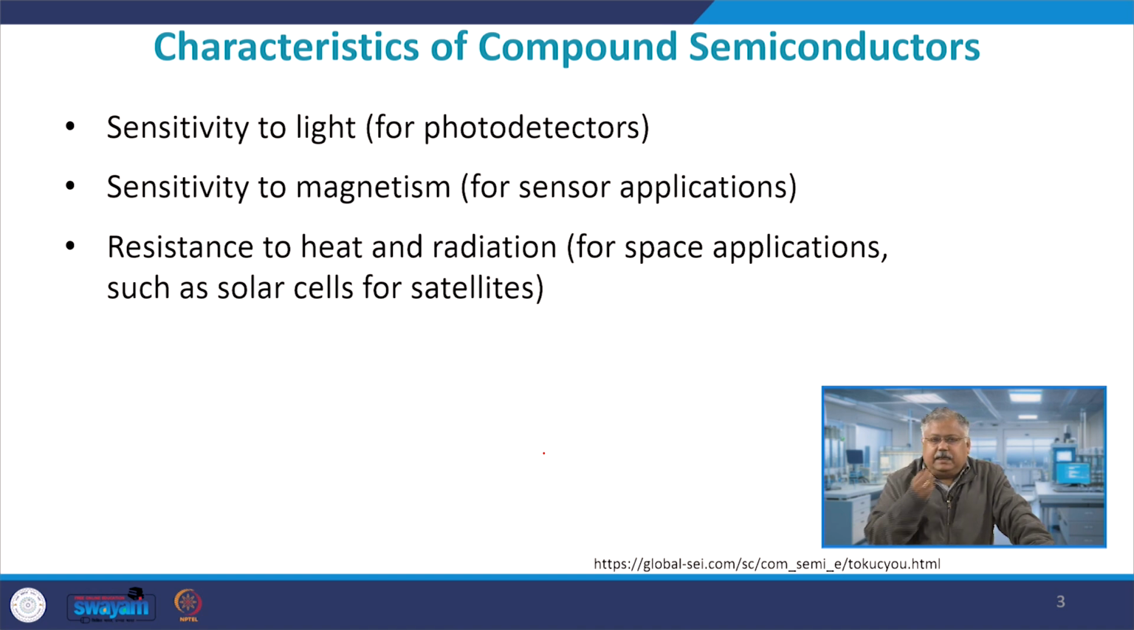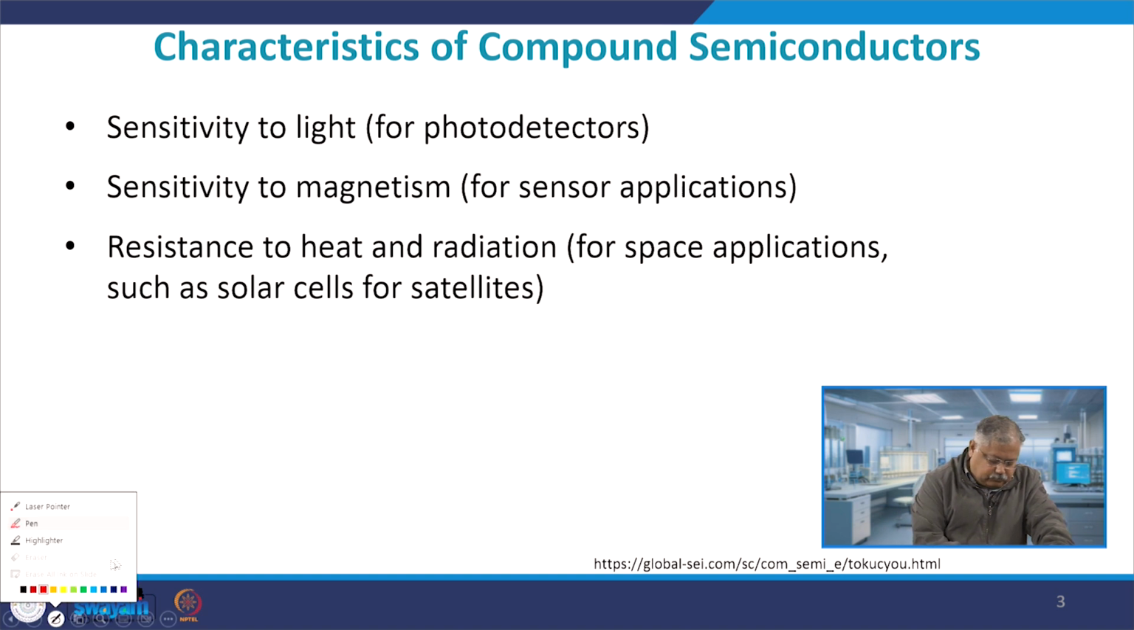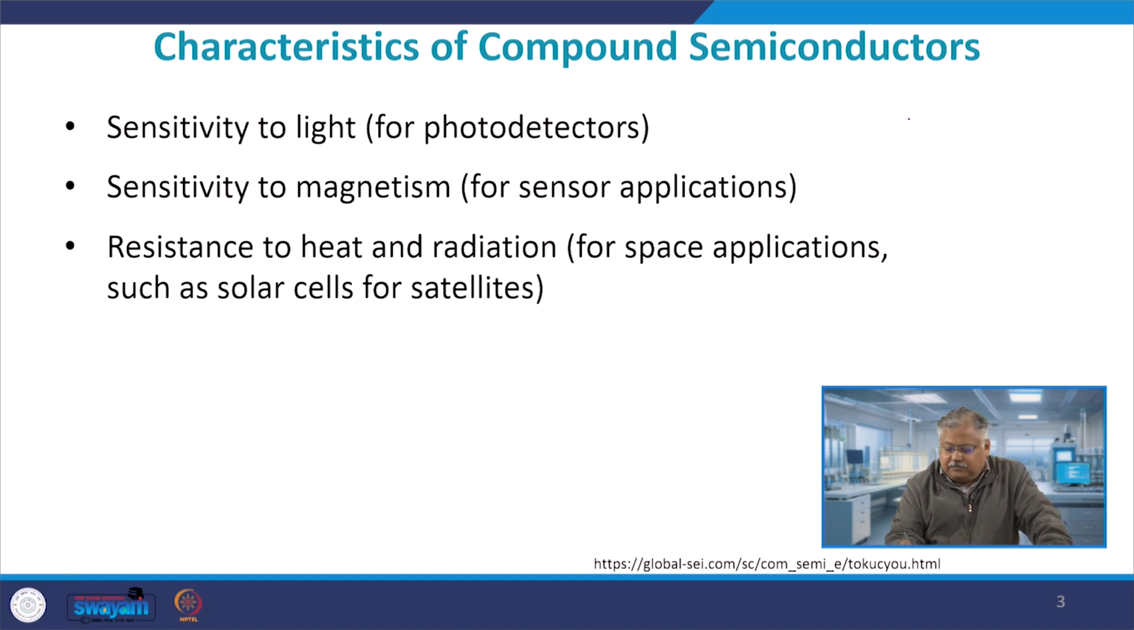Sometimes you will see that they are also used as photodetectors, right? A photodetector is used to detect light of a particular wavelength. And the concept is that if you have this band gap available here, let us suppose this is the conduction band and this is the valence band.